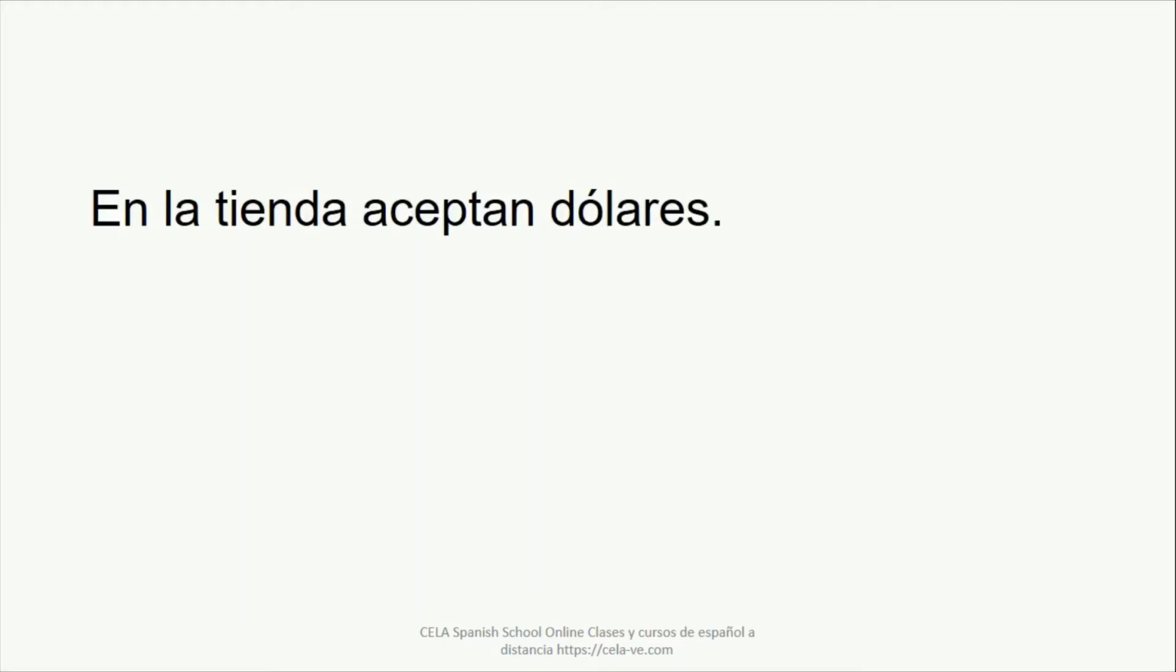En la tienda aceptan dólares. The subject is ellos, they, and is not mentioned because it is already indicated in the verb conjugation. En la tienda is only a place, and dólares is direct object. ¿Qué aceptan ellos? Dólares.